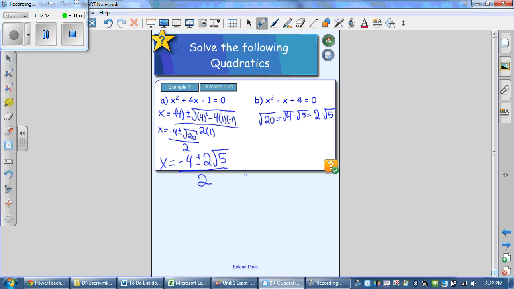Does anybody see something right now that they want to do to that equation? Megan. Divide everything by 2. You can take a factor of 2 out of the top, and it'll cancel with the one on the bottom. So we can divide everything by 2. So it comes up to be x is equal to negative 2 plus or minus root 5. That 2 cancels with the 4. Negative 4 divided by 2 is negative 2. And the 2 in front of the root 5 cancels out with the other 2.